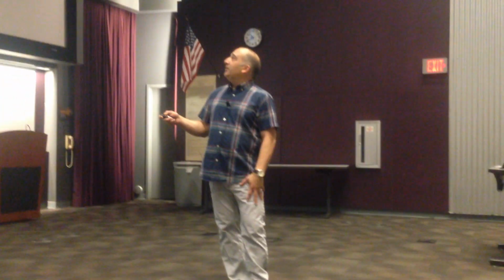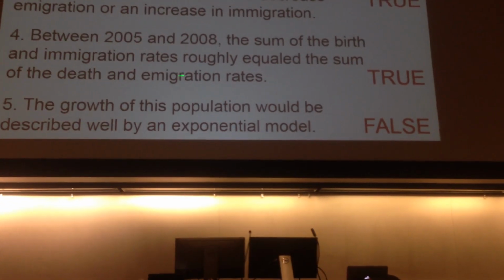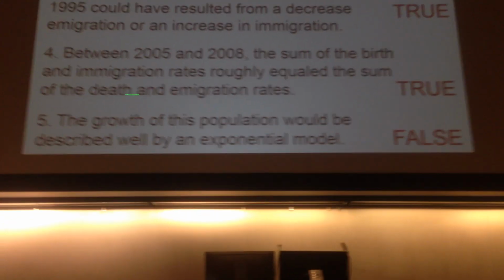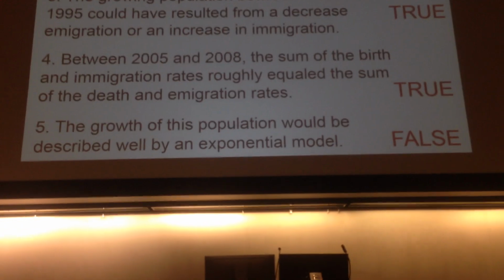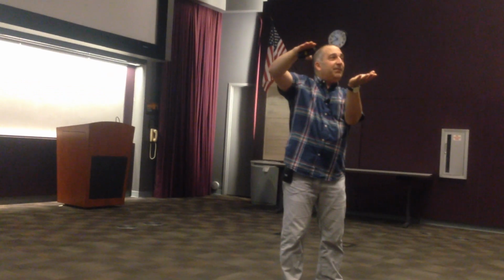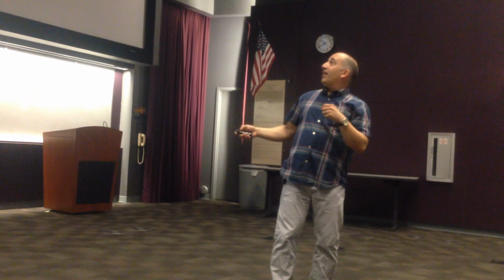Between 2005 and 2008, the sum of the birth and immigration rates roughly equal the sum of the death and emigration rates. So let's see what this is saying. Birth and immigration, that's causing the population to increase. Roughly equal death and emigration, that would cause the population to decrease. So if you go and look at that time period, and the population is roughly the same, then that would be true, right? And that must have been the case without looking back at the graph.